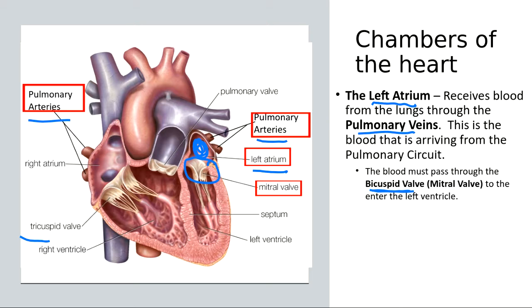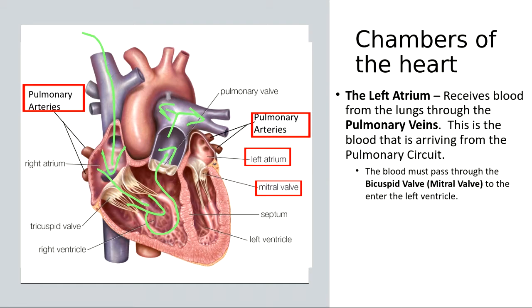All right, so far, blood has traveled quite a bit, right? It's entered the right atrium, gone through the tricuspid valve into the right ventricle, out the semilunar pulmonary valve, into the pulmonary trunk, into the pulmonary arteries, to the lungs, back.